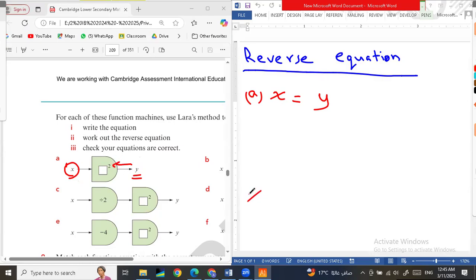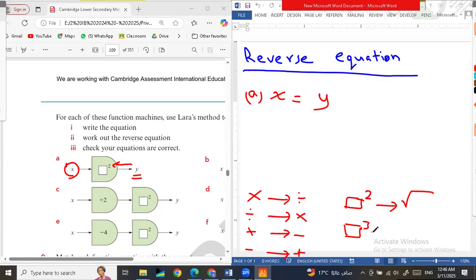The opposite of multiplication is what? In the reverse equation, if I come across multiplication, actually the opposite of it is division. The opposite of division is multiplication. The opposite of addition is subtraction. The opposite of subtraction is addition. But what about the opposite of squared? If they give me a number squared, what is the opposite of it, mister? It is square root.